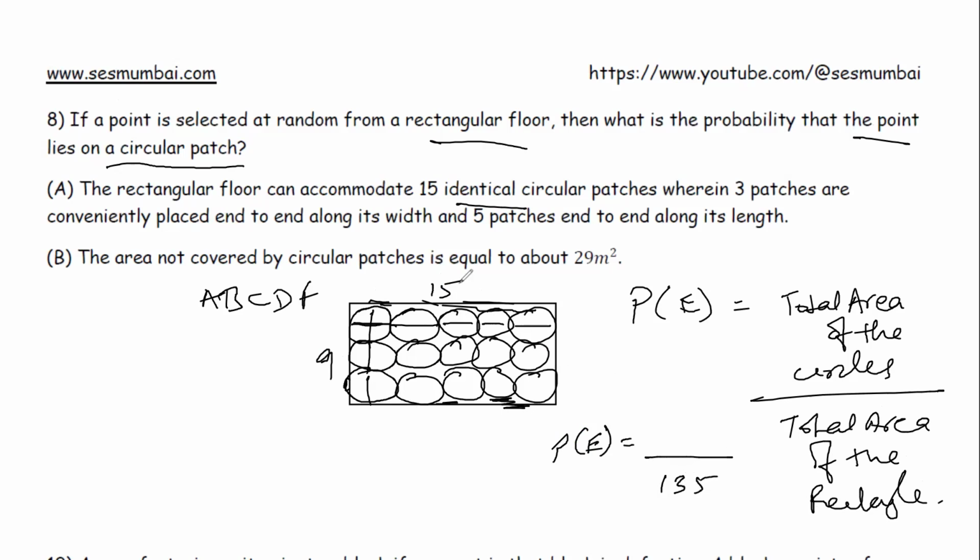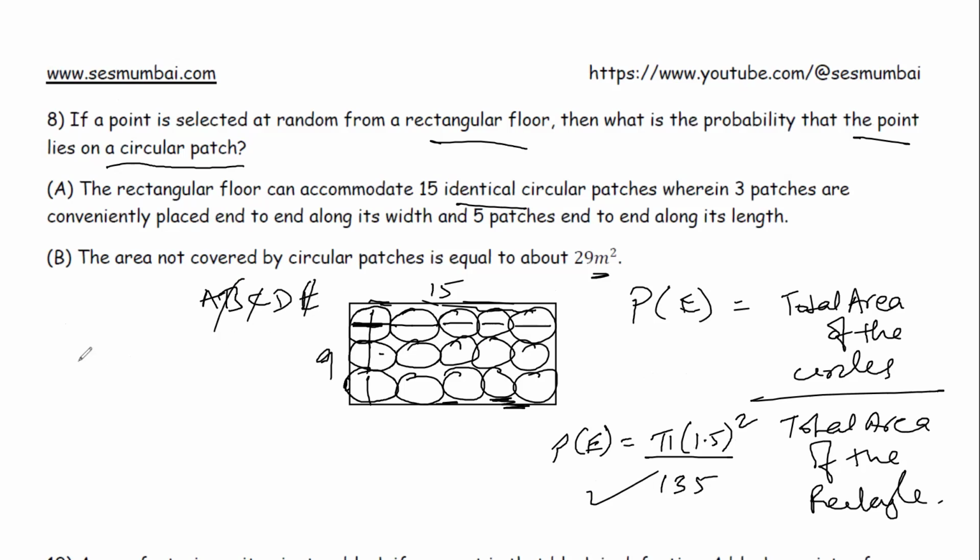Whatever unit you want to consider, centimeter, meter square, are given in statement 2. Now we know that the diameter is 3, therefore the radius is 1.5. So 15 into 1.5 square. So we get a definite answer out, right? So the probability that the point lies on a circular patch is simply these circles together over the rectangle, right? So A answers.